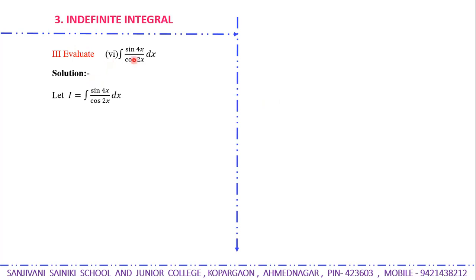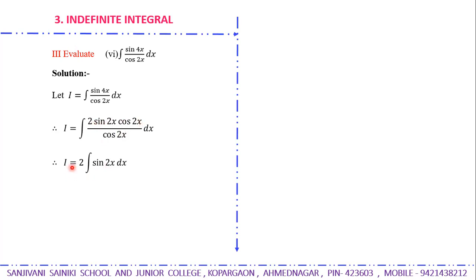Evaluate integral of sine 4x upon cos 2x dx. So let I is equal to integral of sine 4x upon cos 2x dx. Now this sine 4x, I can write as sine of 2 into 2x, so that I will use the formula sine 2 theta is 2 sine theta cos theta. The cos 2x will cancel and we get 2 sine 2x.